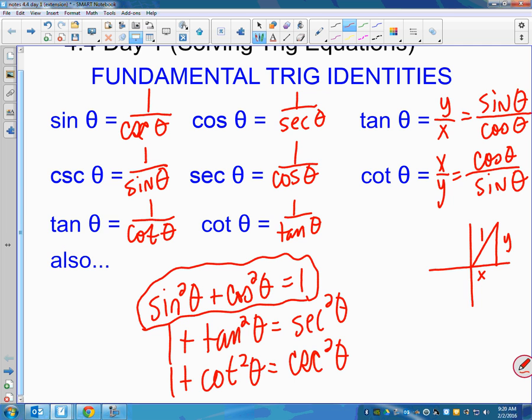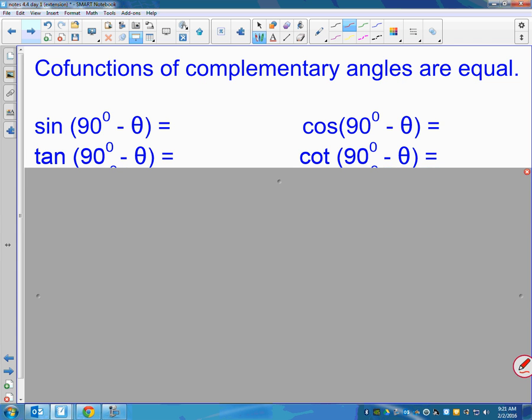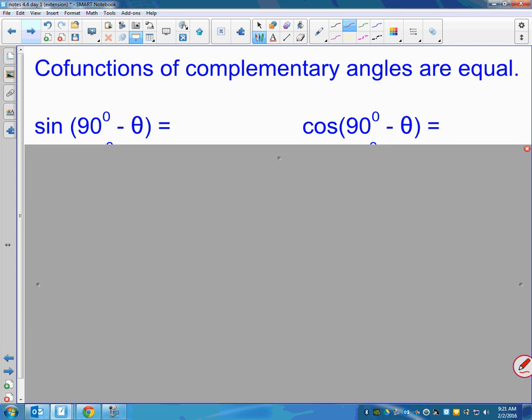So let's do some. Oh wait, I forgot these. This always looks really scary. Cofunctions of complementary angles are congruent. I like to say congruent, but I wrote equal here. Cofunctions are trig values that go together. Sine and cosine are cofunctions. This one's the easiest one for me to show you because we know values of sine and cosine.